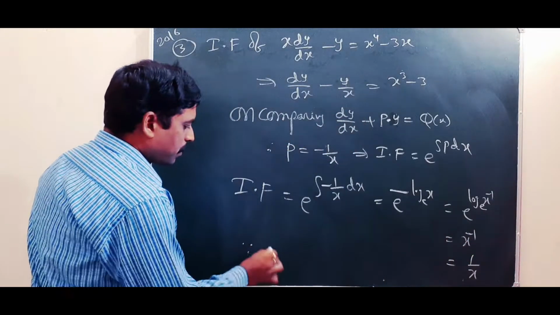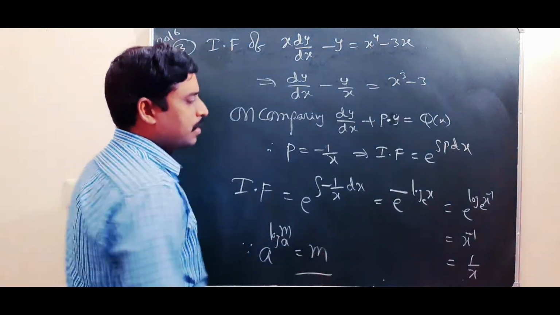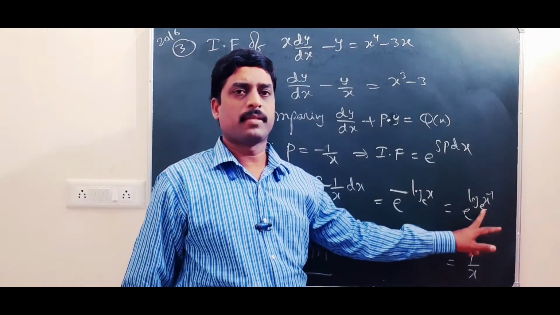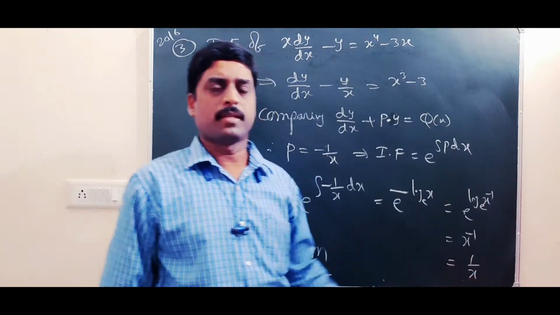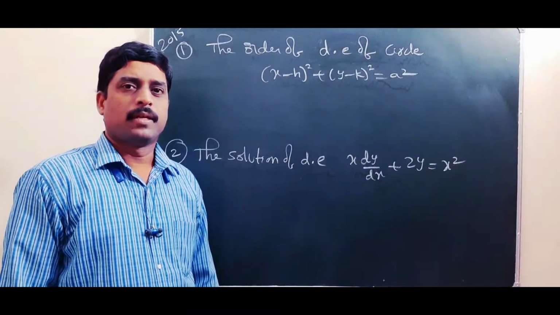We have one formula: a to the power log m base a is equal to m. So e to the power log x inverse base e has value x inverse, and x inverse is nothing but 1 by x. So what is the answer? 1 by x. Let us go to the next problem.